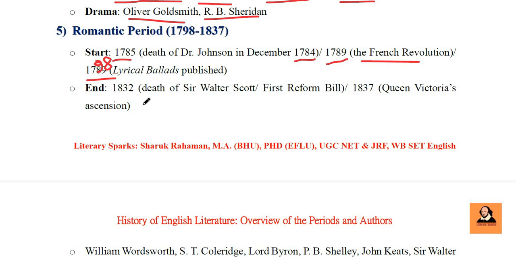Now regarding the ending, there are two years. First is 1832, when Sir Walter Scott died, and also the first Reform Bill was passed, or 1837, when Queen Victoria ascended the throne. So roughly we consider 1798 to 1837 as the Romantic period.